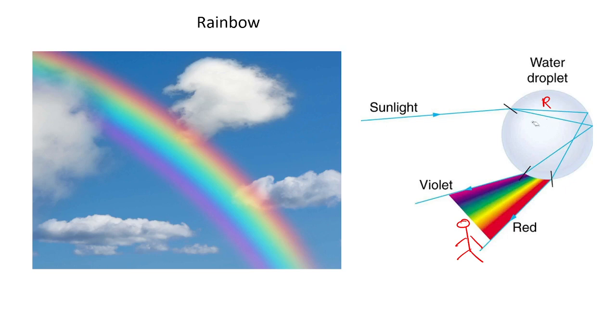You know that red has the minimum deviation and violet has the maximum deviation, right? So I will use red and violet. I will write here: red has less deviation, violet has the maximum deviation. For this water droplet, the starting point is very similar to a prism. Look here.